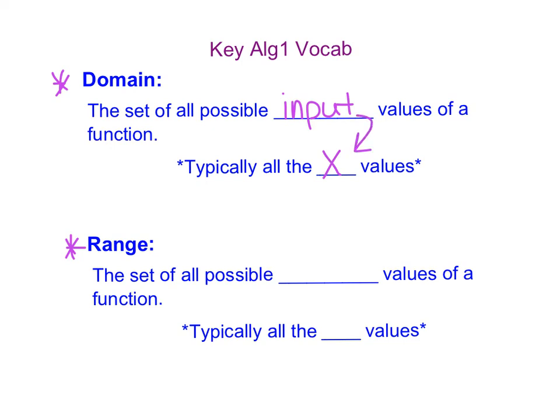And then range on the flip side is the set of all possible output values of a function, which are typically all of the y values. So these are all of the y values that you then need, or the output values, to make points on your graph.